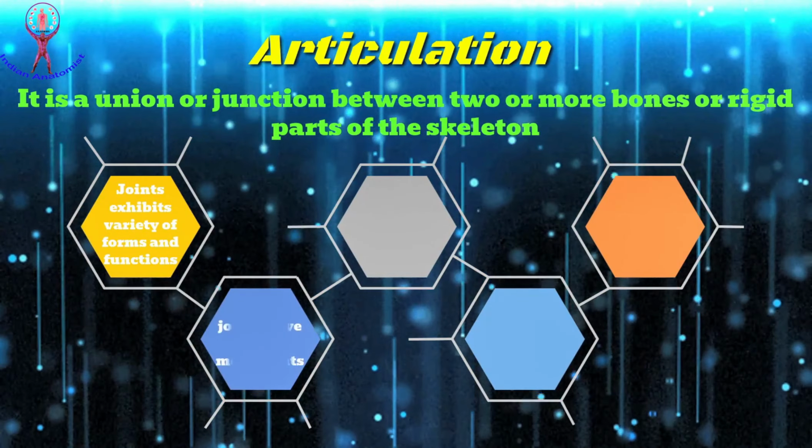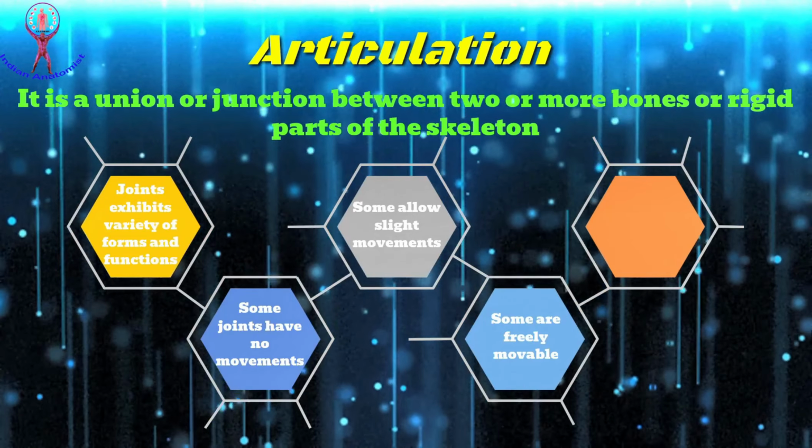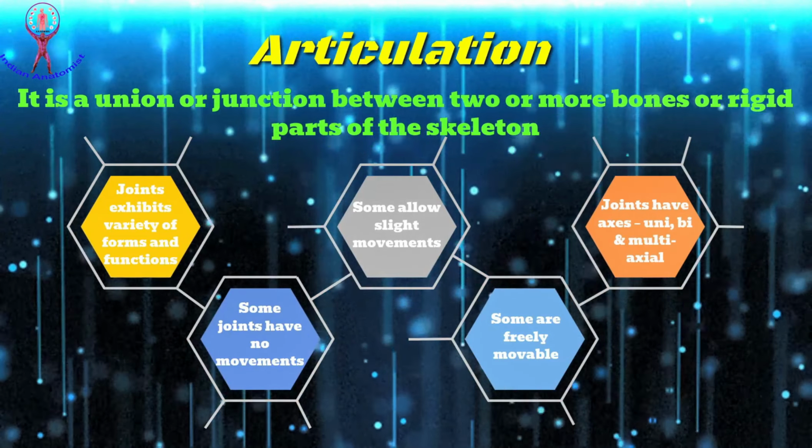Some joints have no movements. Some joints allow slight movements. Some are freely movable. Any physical type of joints, or human body joints, have axes. They are uniaxial, biaxial, and multiaxial joints. With this introduction, I will start today's session regarding the classification of joints.